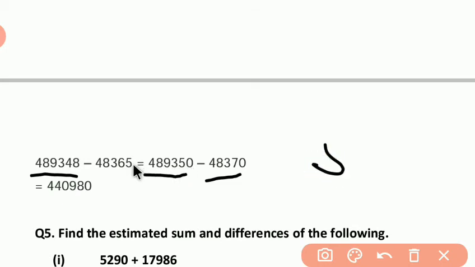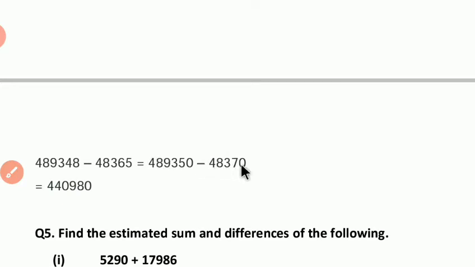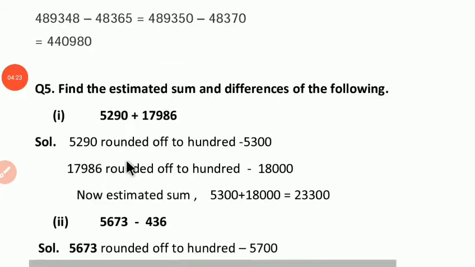4,89,350 and 48,365. For rounding off to the nearest 10, we have to see the ones digit, which is 5. And if it is 5 or more than 5, you have to increase the tens digit by 1. So 6 plus 1 is 7, and in place of 5 you have to write 0. Then the left digits we have to write as they are. There will be no change. So 48,370. If we minus this, we'll get 4,40,980.